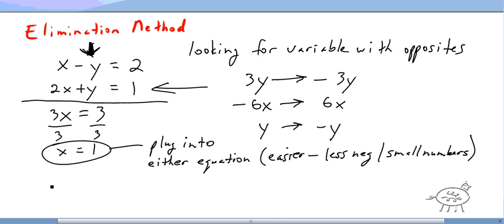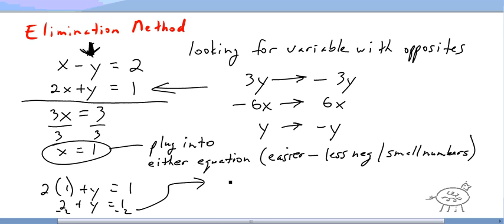So I go 2 times 1 plus y equals 1. So I get 2 plus y equals 1. Subtract 2 from both sides, and I get y equals negative 1. So there we go. That's my solution to this problem. It's 1 comma negative 1.